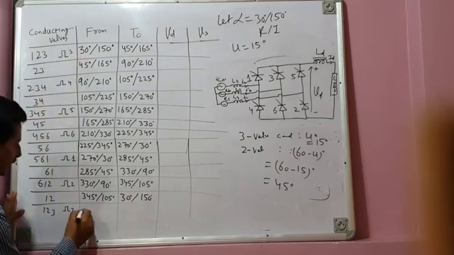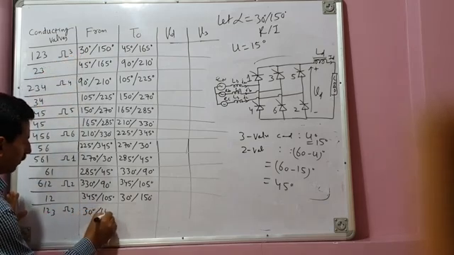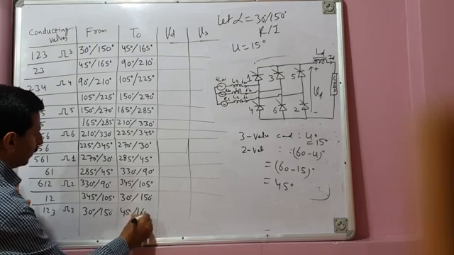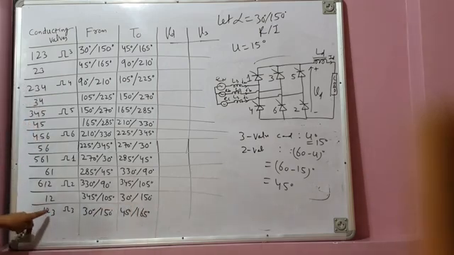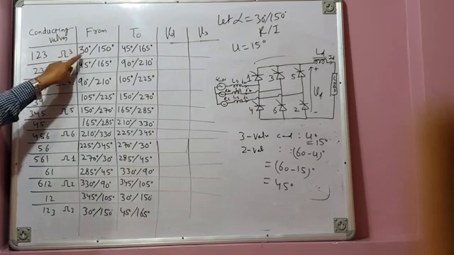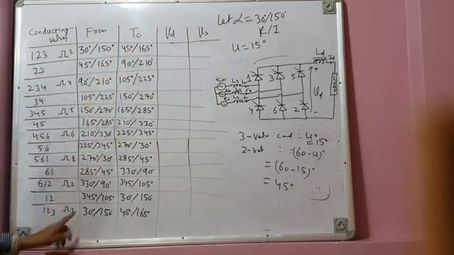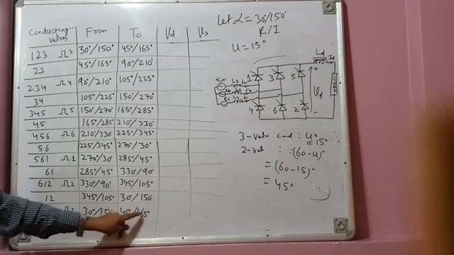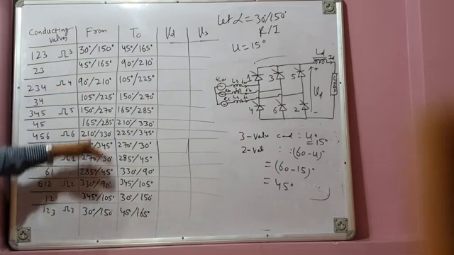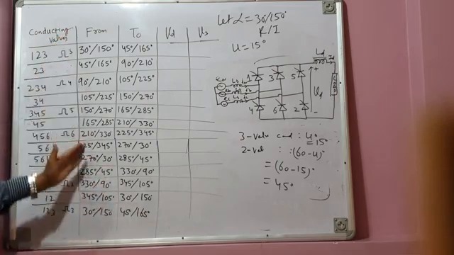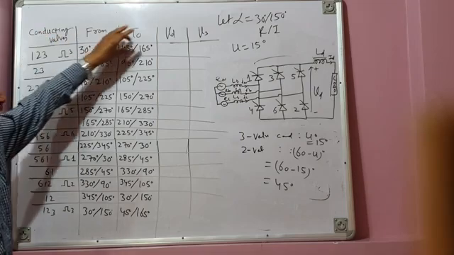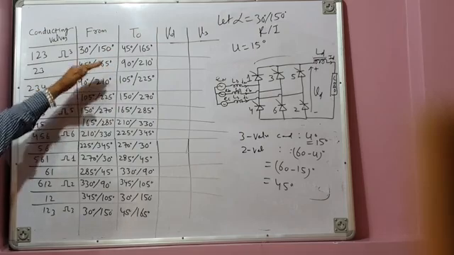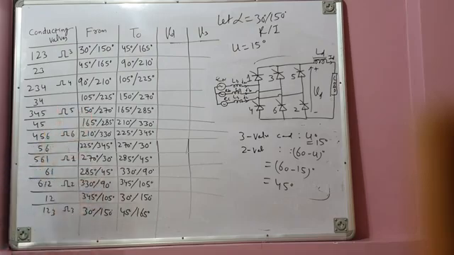And 1, 2, 3 is again from 30 oblique 150 degrees to 45 oblique 165 degrees. So again 30, 45, 30, 150, 45, 165 degrees. So this is the range of conduction. 3 value conduction starting from here, then 2 value conduction, again followed by 3 value conduction, again 2 value conduction, and so on. Now let us see what is the load voltage.